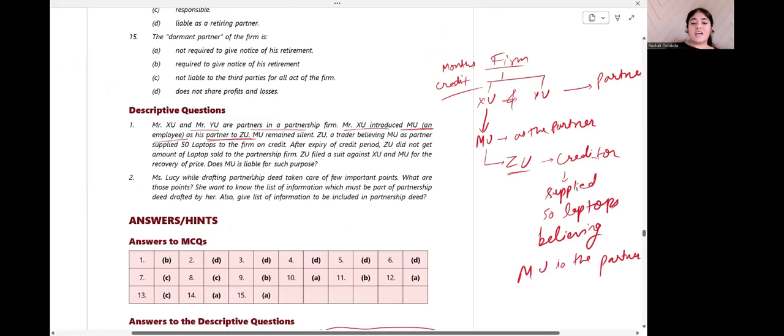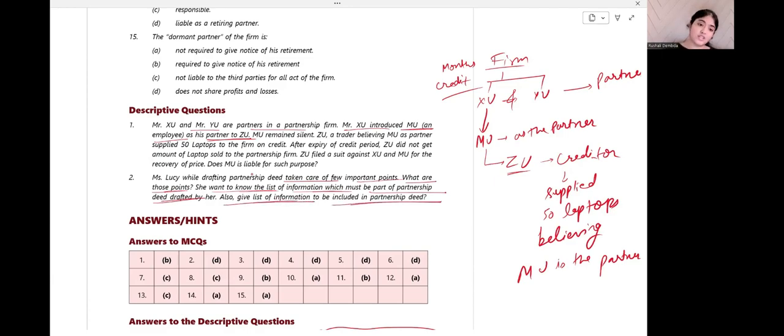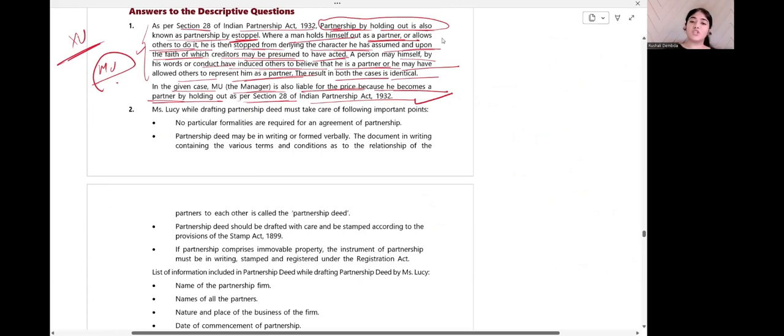Miss Lucy, while drafting partnership deed, takes care of a few important points. What are those points? She wants to know the list of information which must be part of the partnership deed drafted by her. Also give a list of information to be included in the partnership deed. So while you are drafting a partnership deed, what all points should be kept in mind? What all things you have to mention in the partnership deed, that is asked over here, right? This is almost your provision question, but we'll just discuss this.